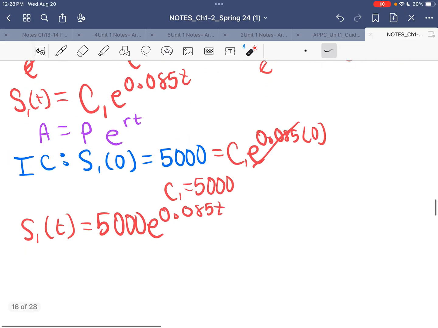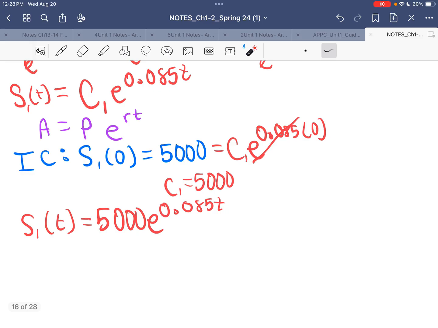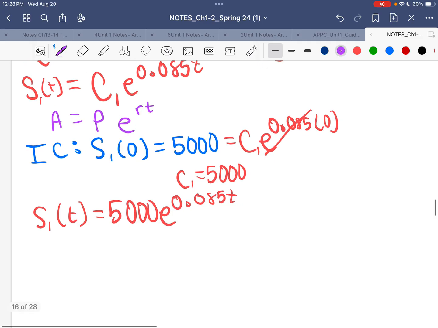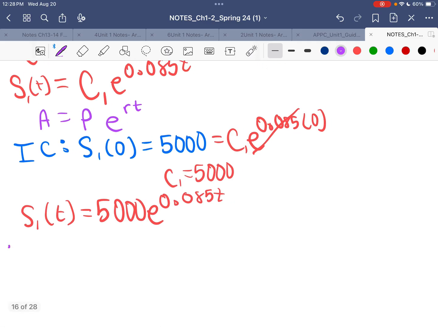Just an idea. Then we need to use this formula to get our initial condition for the time shift. So when does this interval end? This interval ends at t equals 4. So we want to figure out how much money is in the account at t equals 4.